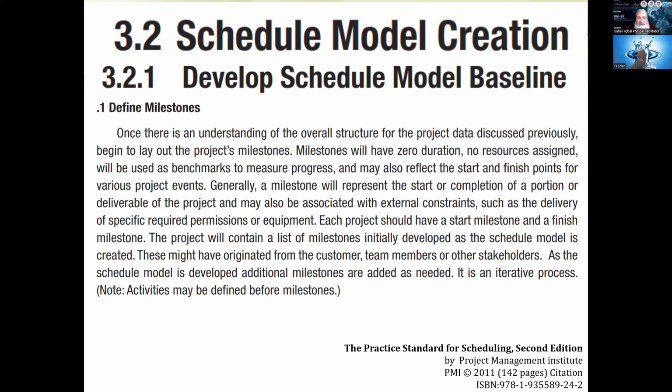Okay. Generally, a milestone will represent the start or completion of a portion or deliverable of the project and may also be associated with external constraints. Now, this is something new. These were the internal constraints, that this activity must finish before I can start. That is the internal constraint. What if there is an external constraint?